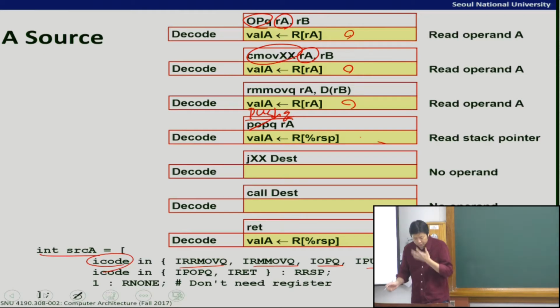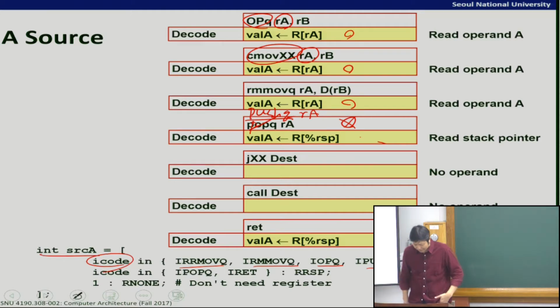So in case of a push Q, you also have to read the value from register A, right? Because you need to read from the register and push it to the memory. So if your instruction code is either RR move, RM move, OPQ, or push Q, one of the four, then you have to read the value of RA, the first register specifier.